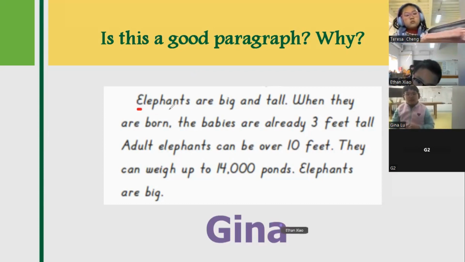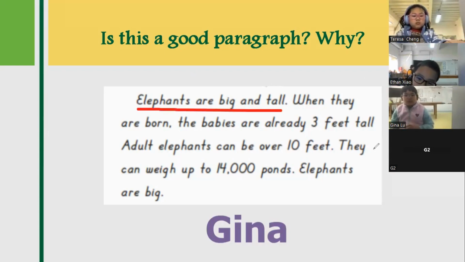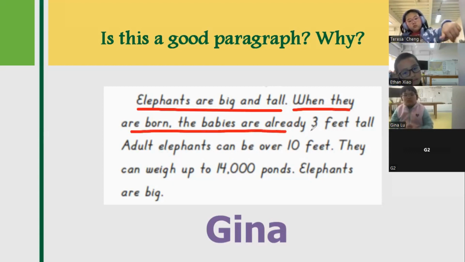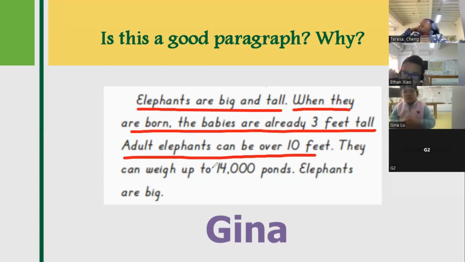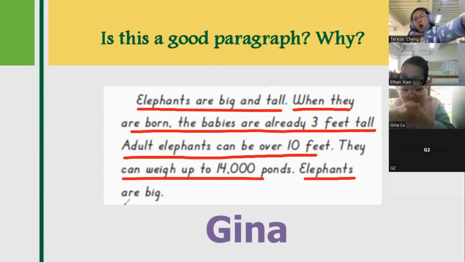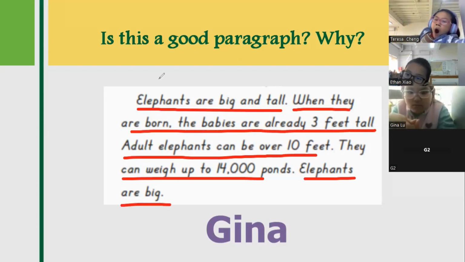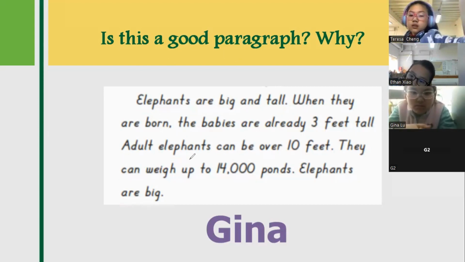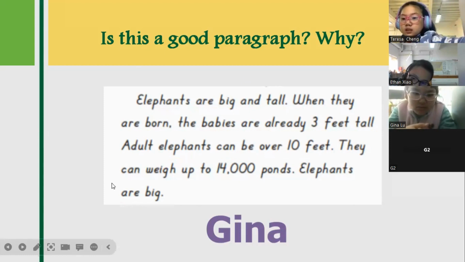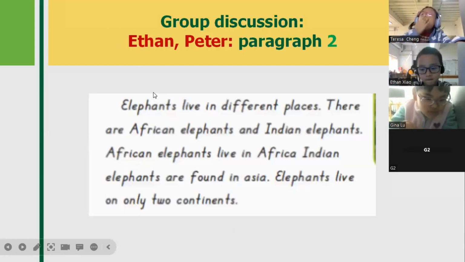Number one, elephants are big and tall. This tells the main idea of this paragraph. And then the topic sentence is supported well by the detailed sentences. And then it also has an ending sentence, which retells the main idea or topic sentence. So you can see this is a good paragraph. So while you are drafting, you need to follow the examples. Please include the topic sentence, the ending sentence, and at least 3 detailed sentences. We don't have time for the discussion.